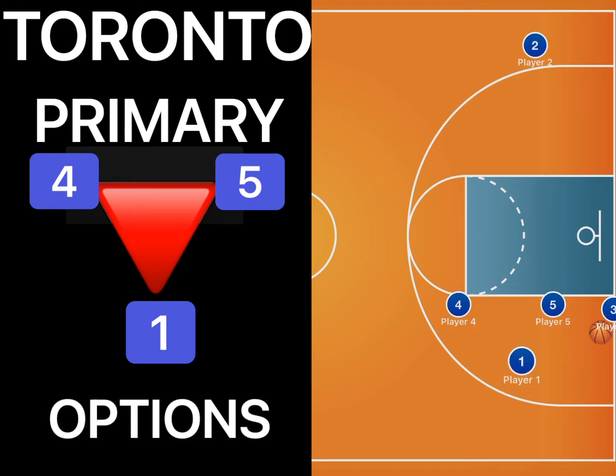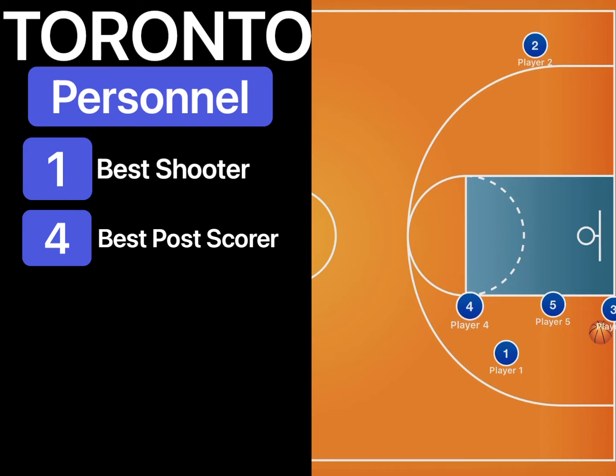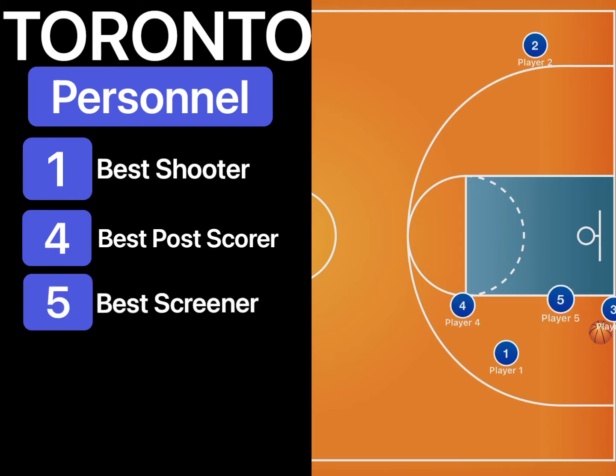First, personnel-wise, this player right here needs to be your best shooter. This post player needs to be your best scorer at the rim. Okay, this needs to be your best inside post player at the rim. And right here can be your best screener, or again, another post player who is good at scoring at the rim, but maybe also has some range to their game, 15 feet, possibly 18 feet.